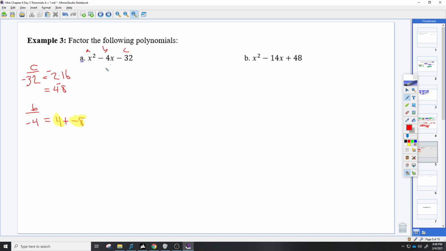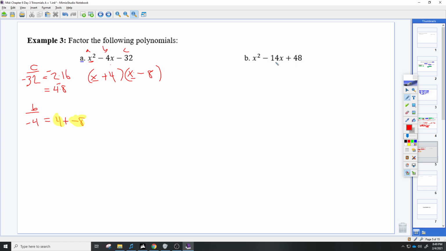So we do what we did before, set up 2 parentheses. First position is always x and x. That allows you to get to your x squared right here. And the 2 numbers would be 4, positive, and the other one is negative 8. That's it. All right, going on to part B.